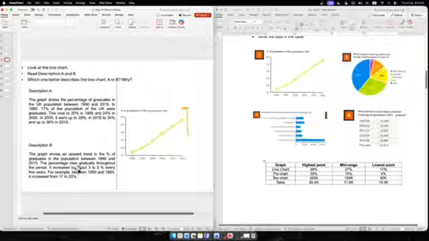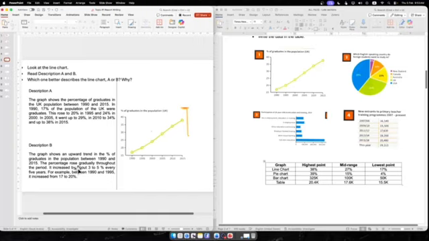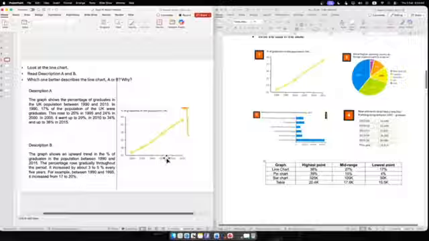So it explains. It doesn't only describe. It doesn't only tell you that this is the number and this is the line chart. What the line chart is about, but it's trying to explain how the line chart changes throughout the period. The percentage rose gradually throughout the period. It increased by about 3 to 5% every 5 years. For example, and it gives you one example. It actually uses one instance from the line chart.